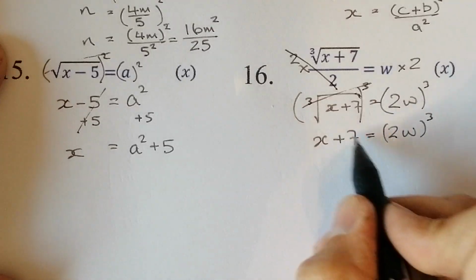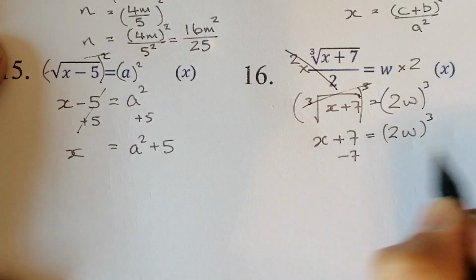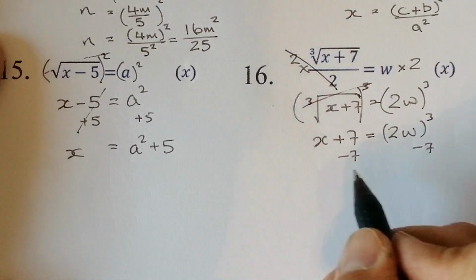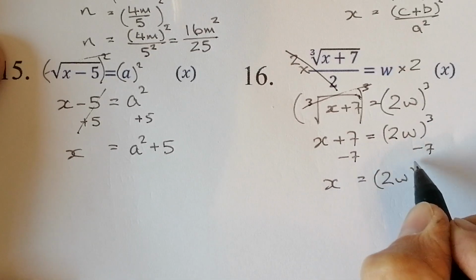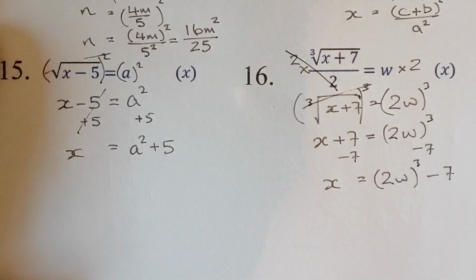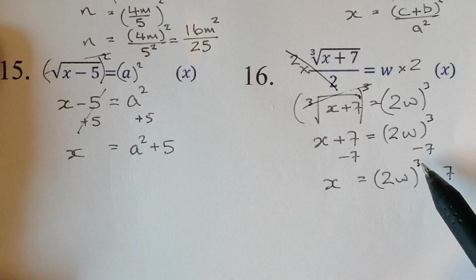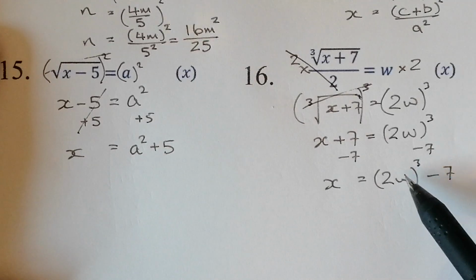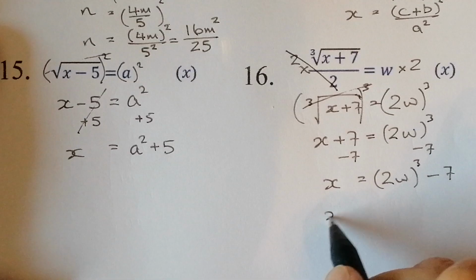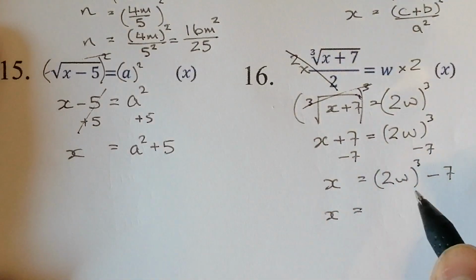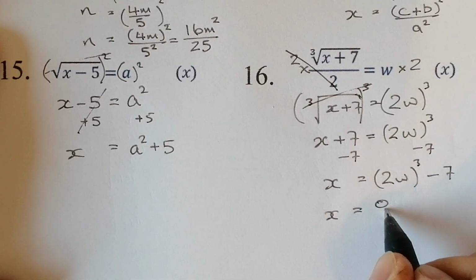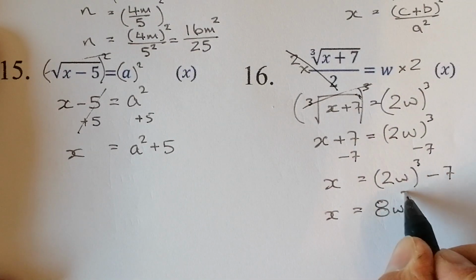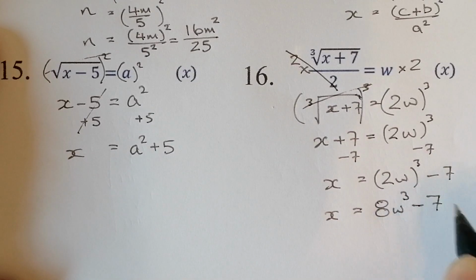Last thing, I'm going to remove this 7 that's here by subtracting it. I'm going to subtract that from the right hand side also. So that leaves me with x is equal to 2w, and that's going to be cubed, minus 7. So there's an answer that I could have there. So remember, what we can do with indices is we can apply that cube to the 2 and also the w to simplify things out slightly. So that would be 2 cubed is 2 times 2 times 2. So that'd be 2 times 2 is 4 times 2 is 8. So that'd be an 8 that goes there. And w cubed. And I'm going to subtract 7 from that.